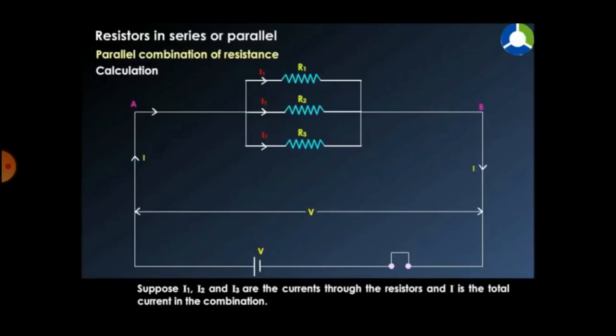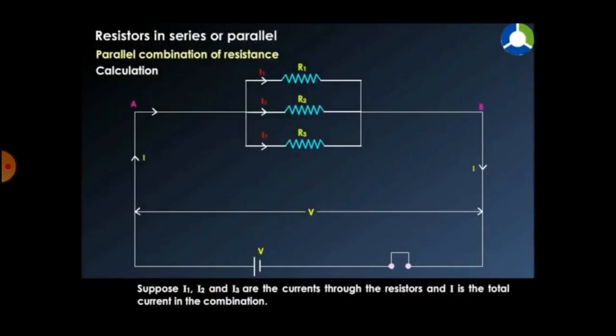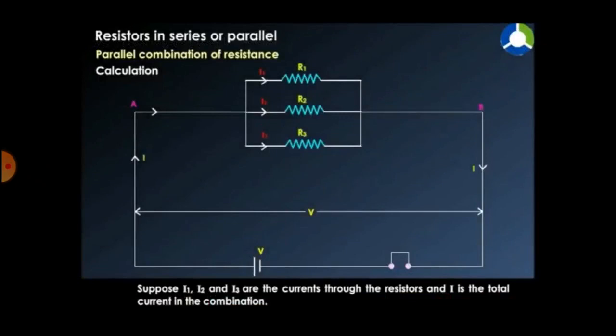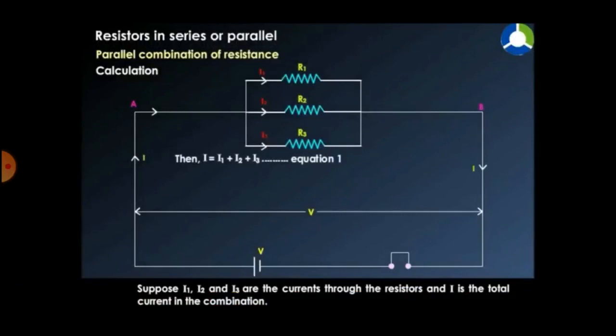See, the resistors R1, R2, R3 are connected in the multipath, so the current will be divided into three, and the current passing through R1 is I1, R2 is I2 and R3 is I3, and the potential applied across the parallel combination of resistors will be the same. Then if the current is divided into I1, I2, I3, the total amount of current I can be taken as I is equal to I1 plus I2 plus I3. Consider this equation 1.